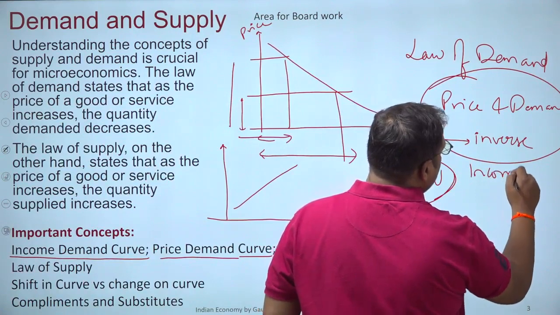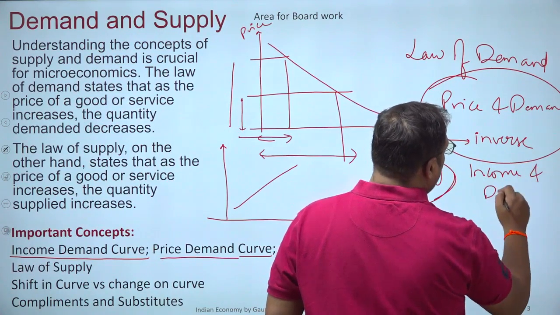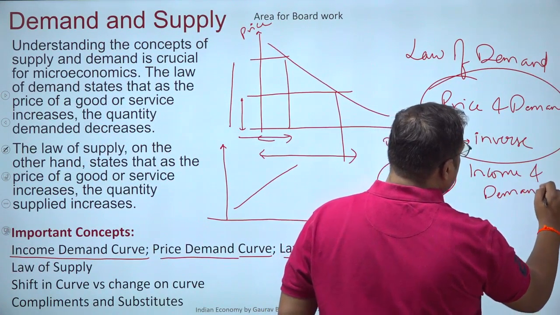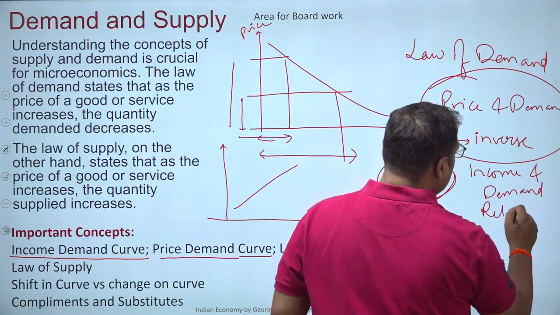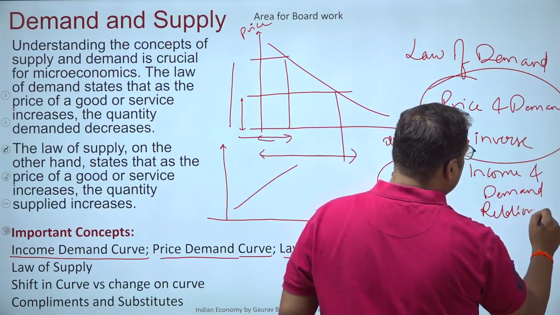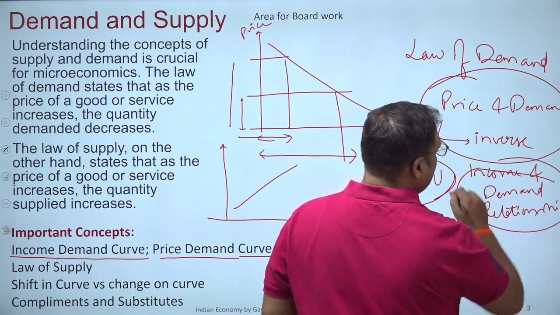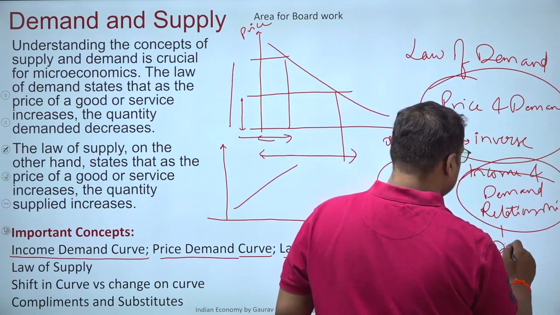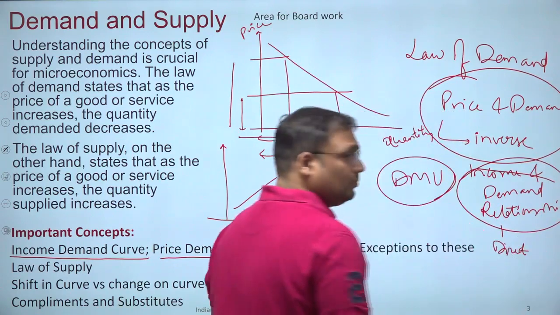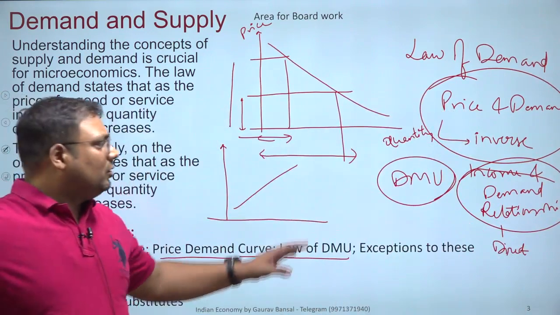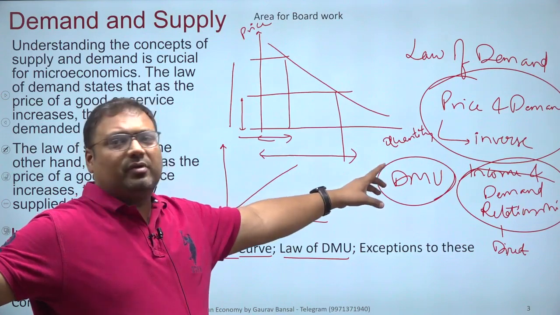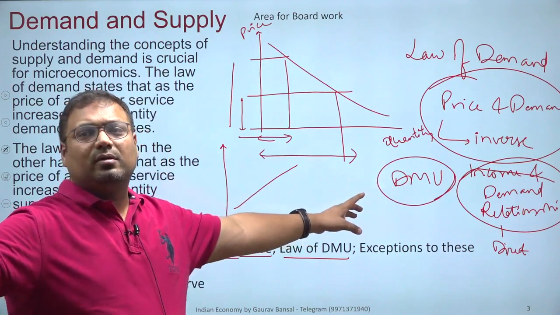Income and demand relationship is direct. Okay, so there is a direct relationship between income and demand.